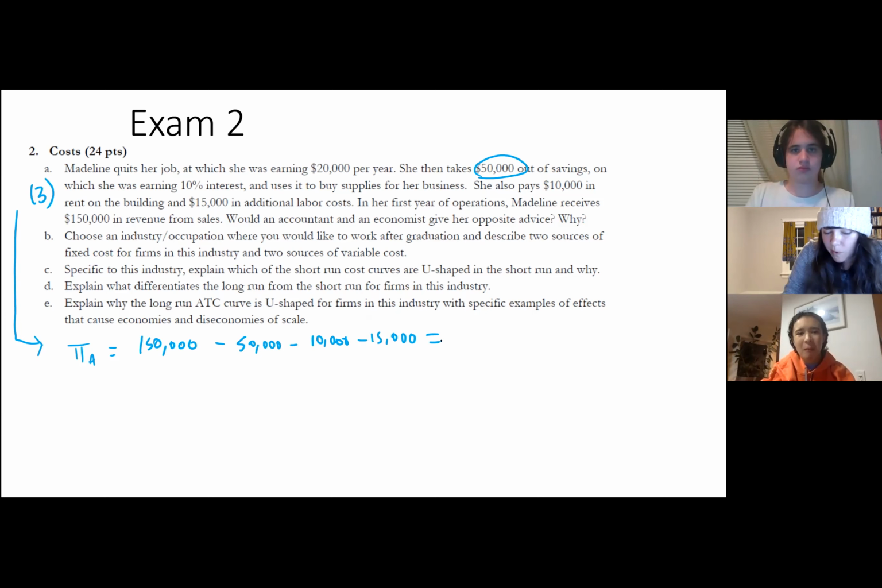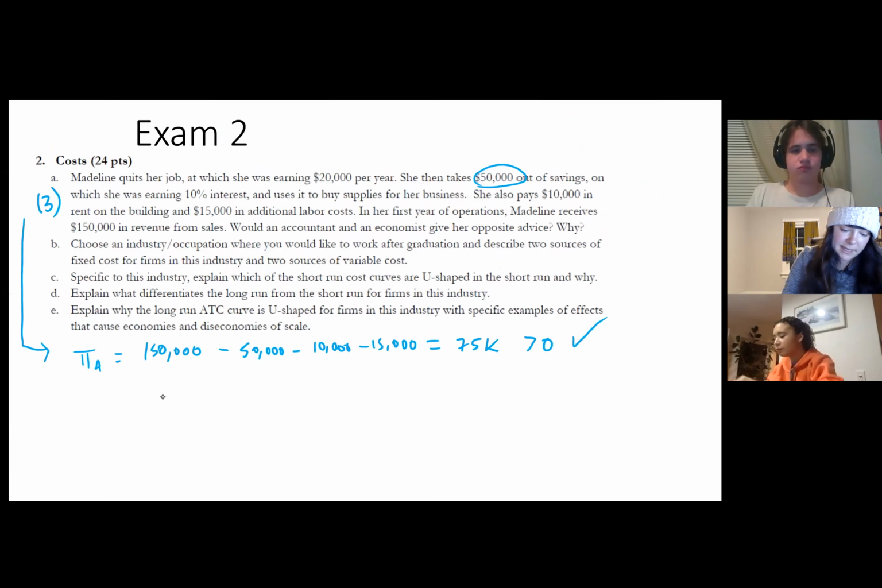So that is a total explicit cost of $75,000. So she's making $75,000. An accountant will not tell her to compare that to what she was making before. We always just want to compare accounting and economic profit to 0. That's greater than 0, so they say, boom, you're good to go.